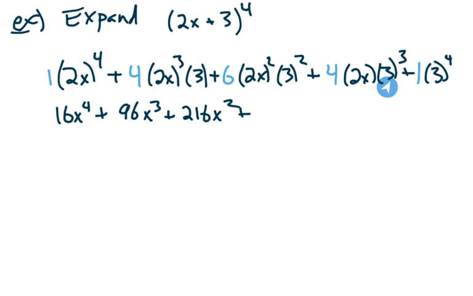Next one, 3 cubed. That's 27. 27 times 4 times 2, 27 times 8. Maybe that's too hard. How about doing this a different way? 27 times 2, okay, that's 54. 54 times 4, that's not that bad. That's 50 times 4, that's 200, plus 4 times 4, 16. The fact that those are the same is kind of a coincidence. Don't read too much into that one. And then 3 to the 4th, 81. And there's our answer.